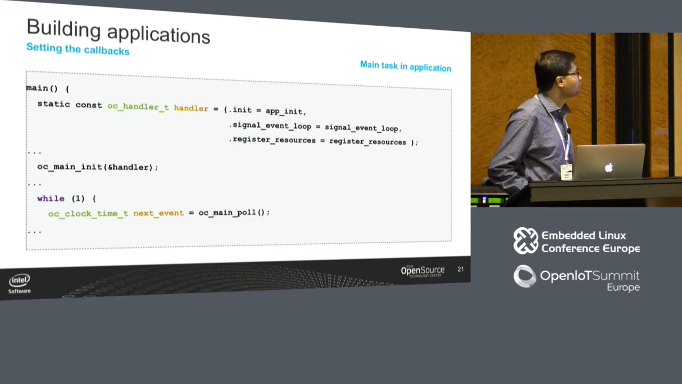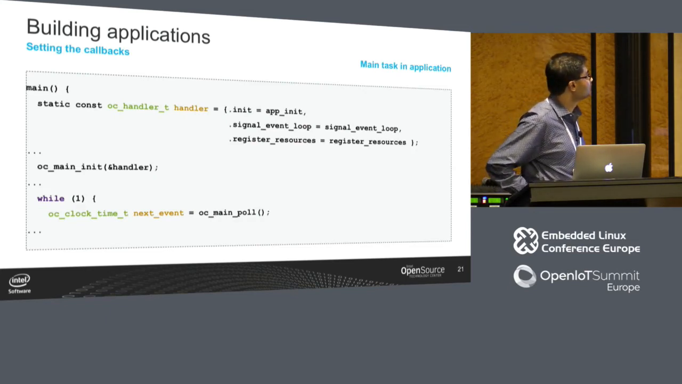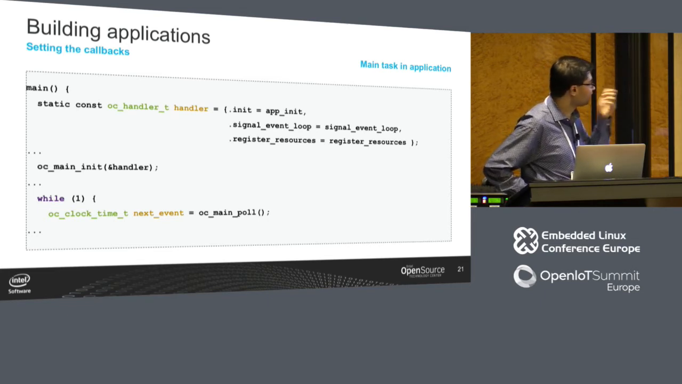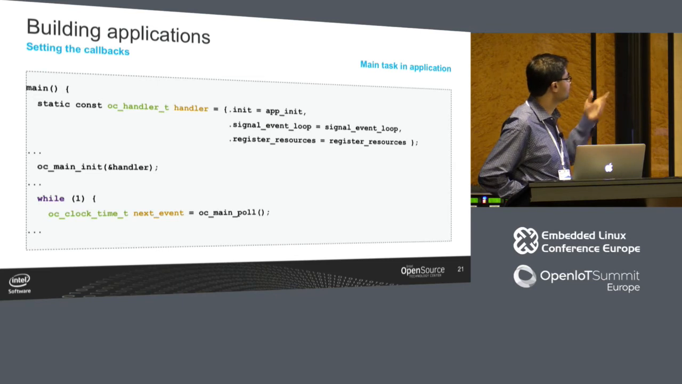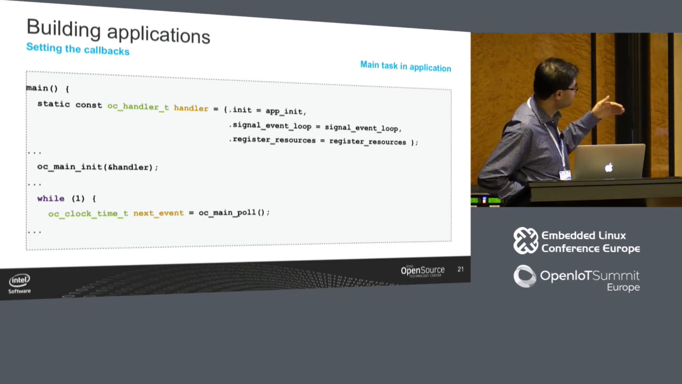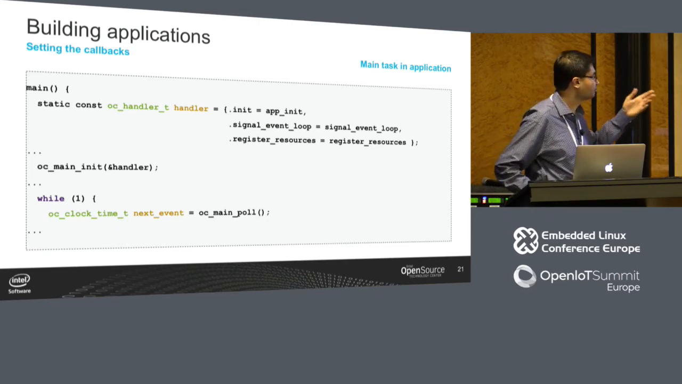This is an example of the main task in an application where you set the initialization callback, the callback for signaling the event loop, and the callback for registering resources in an OC handler T structure. You pass that structure over to OC main init, and following a successful initialization, you start executing the main loop.